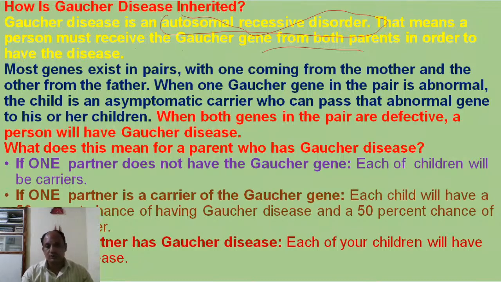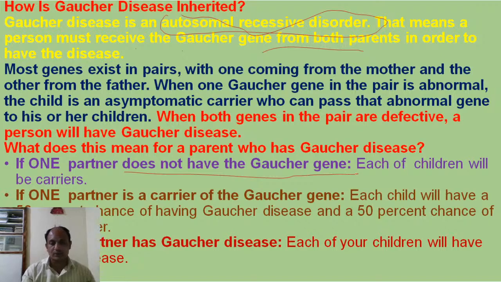If one Gaucher gene in the pair is abnormal or defective, the child is an asymptomatic carrier, but can pass the abnormal gene to the next generation. And if both genes are defective, then the person will have Gaucher disease. So what does this mean for a parent who has Gaucher disease? If the other partner does not have the Gaucher gene, each of the children will be carriers.